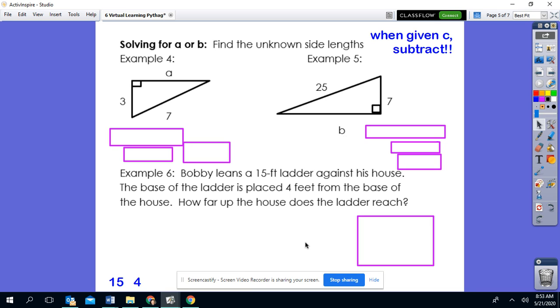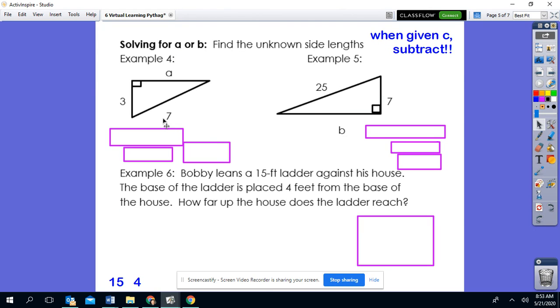Hey guys, so we are still using the Pythagorean theorem to find the length of a side or the distance between 2 points. I'm going to show you how to set up distance in the next slide after this one, but here are three examples where we are trying to find one of the legs. We are given C, so anytime you're given the C, you're given the hypotenuse, you want to set your equation up as a subtraction problem. Just makes it a lot easier.